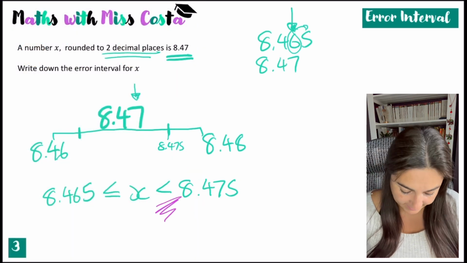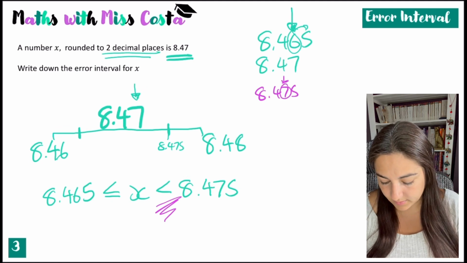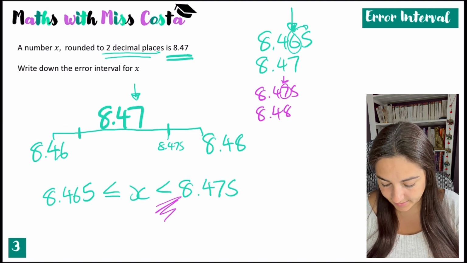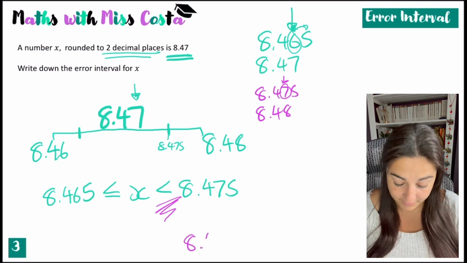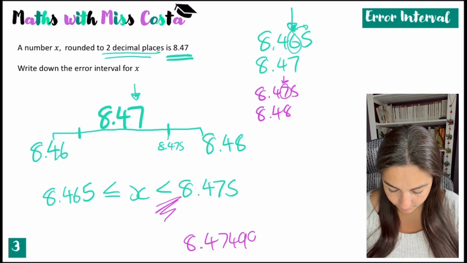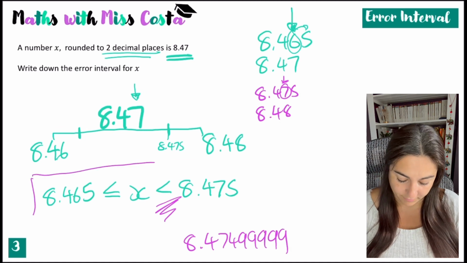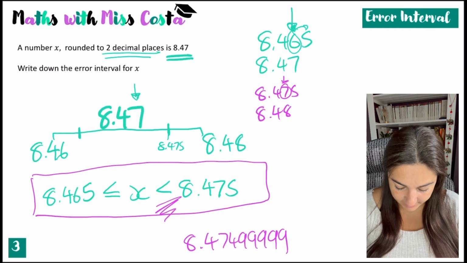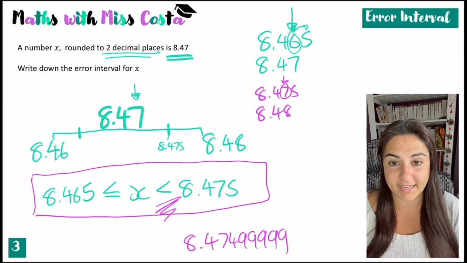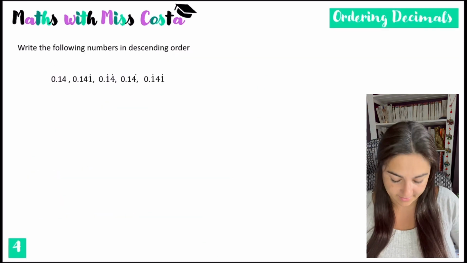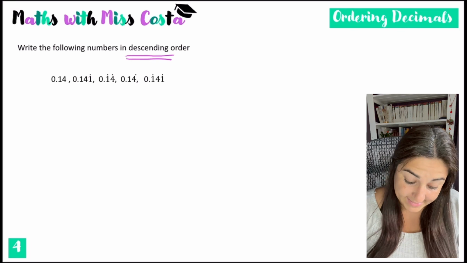Now, I say that it's less than because if it was 8.475, then to 2 decimal places, that would round to 8.48. So it can't actually be 8.475. It can be anything below that. So it could be 8.47499 recurring, but it cannot be 8.475. So that's my error interval. You always write it in the form of something is less than or equal to x, which is less than the largest thing.